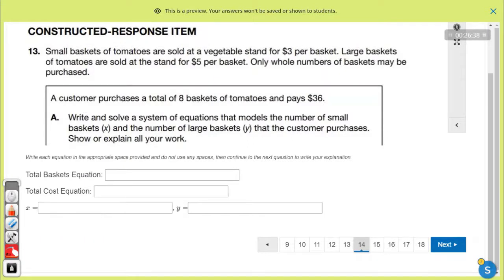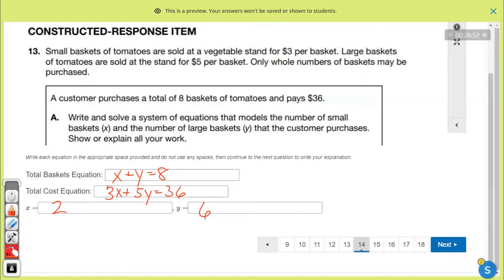So when we come back here, we could go ahead and plug in that x was 2 and that y was 6. Again, I'll put my equations here for you so you can see that in case you wanted to pause the video. All right, so that's part one of the question.